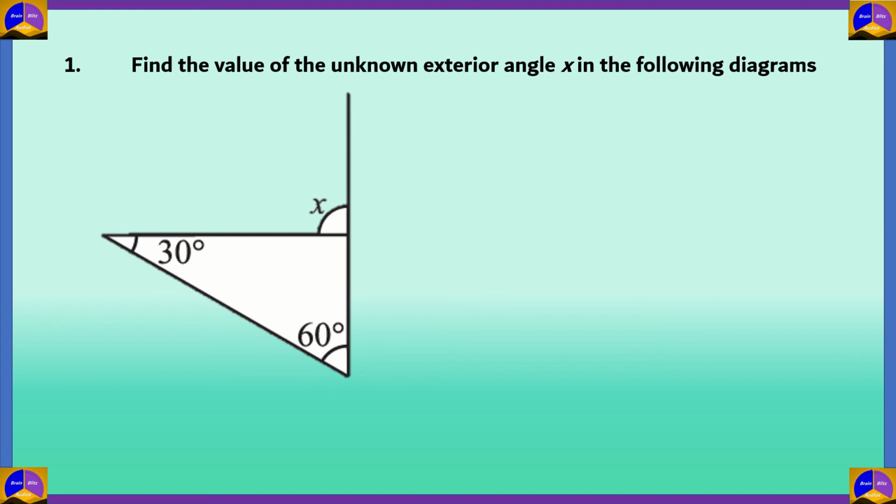Next question. In this diagram, the interior opposite angles are 30 degrees and 60 degrees. So x is equal to 30 degrees plus 60 degrees according to the exterior angle property of a triangle.